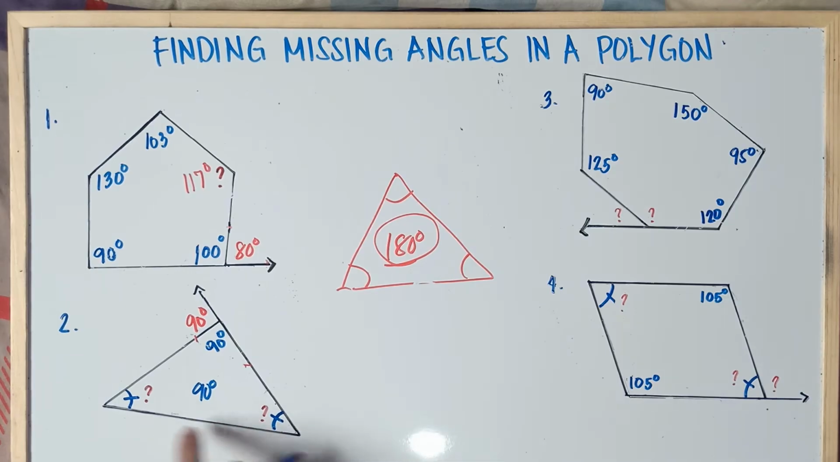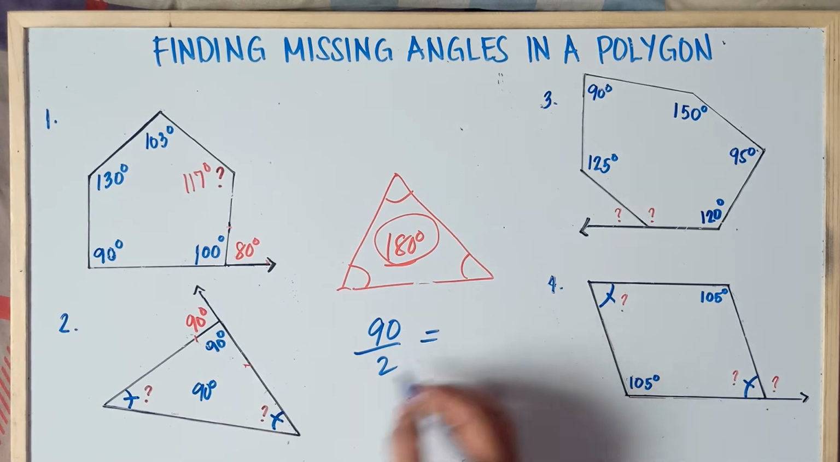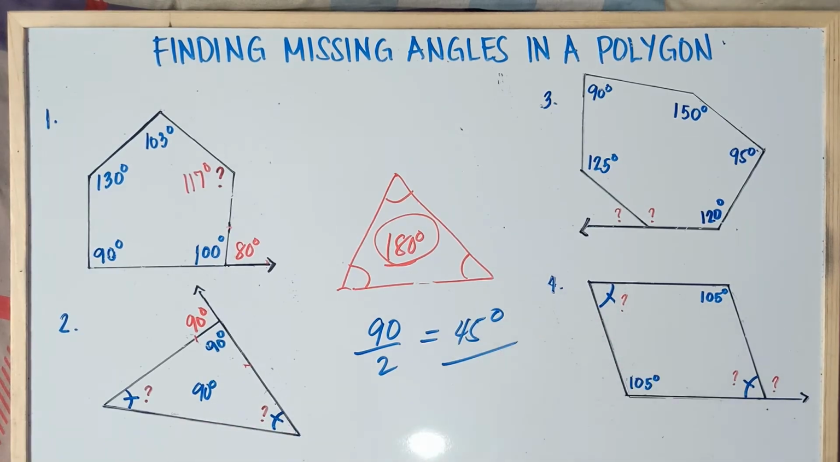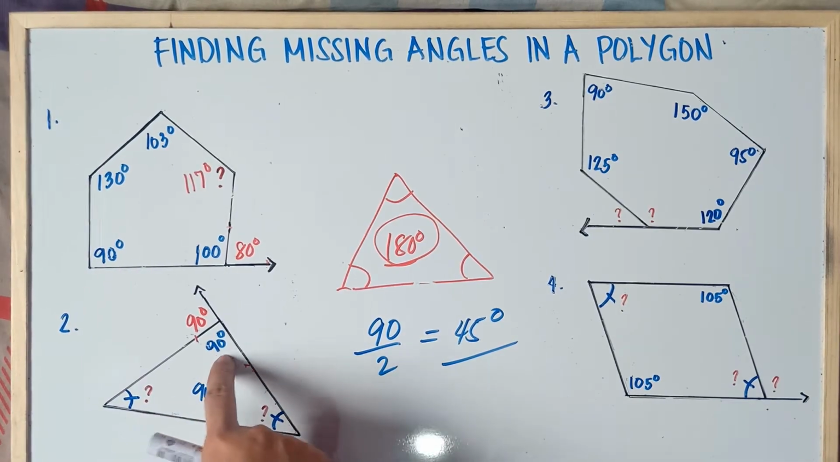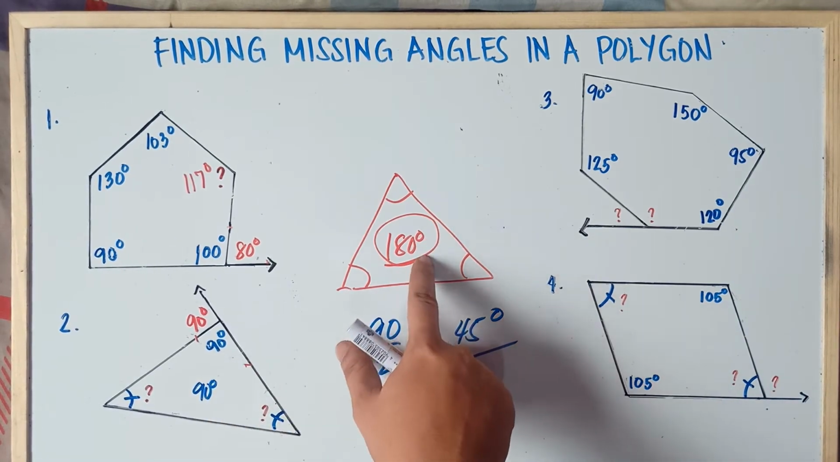Now, since these two angles are congruent, we can divide this 90 by 2. Therefore, these two angles should be 45 degrees each. Why is that, sir? Because 45 plus 45 is 90, and we already have 90 degrees. This is a right angle, 90 degrees. 90 plus 90 would be 180.